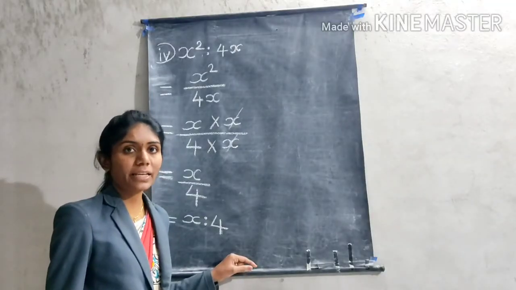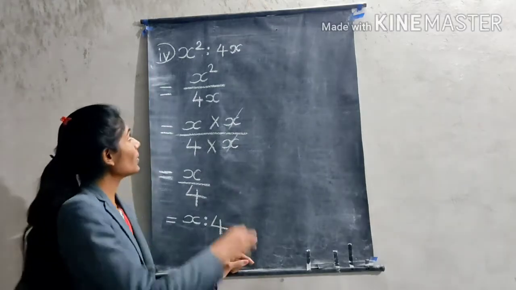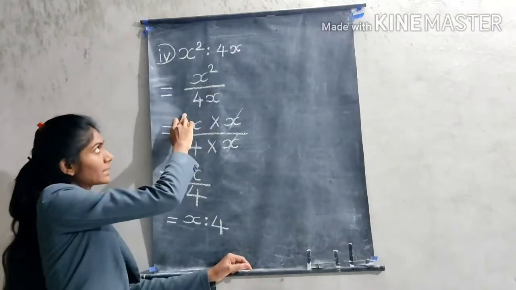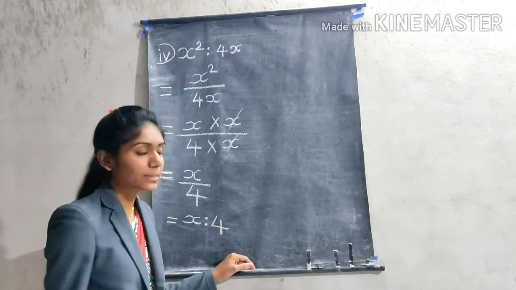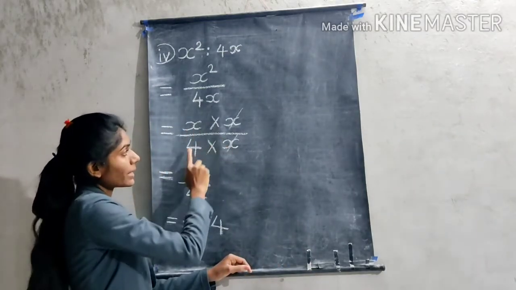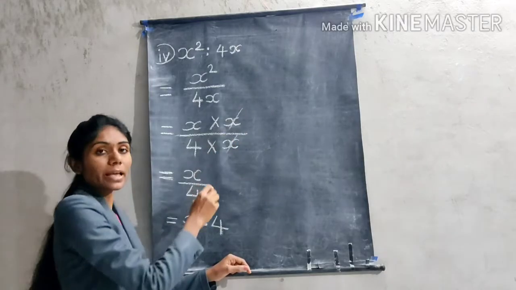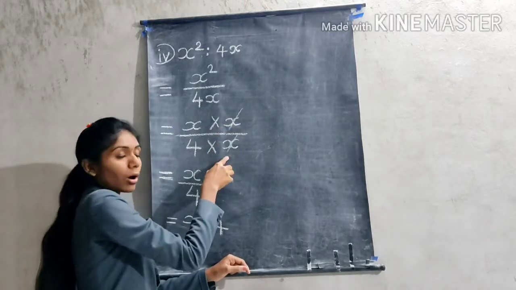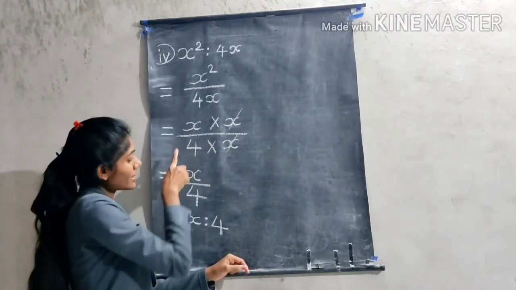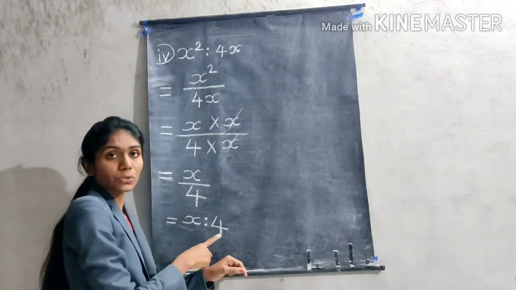Next example is x square is to 4x. So x square upon 4x. X square is nothing but the x into x. So x into x upon 4 into x. Here x is same or common in both the terms. So x got cancelled. So at last x upon 4 is remain. So it is nothing but the x is to 4.